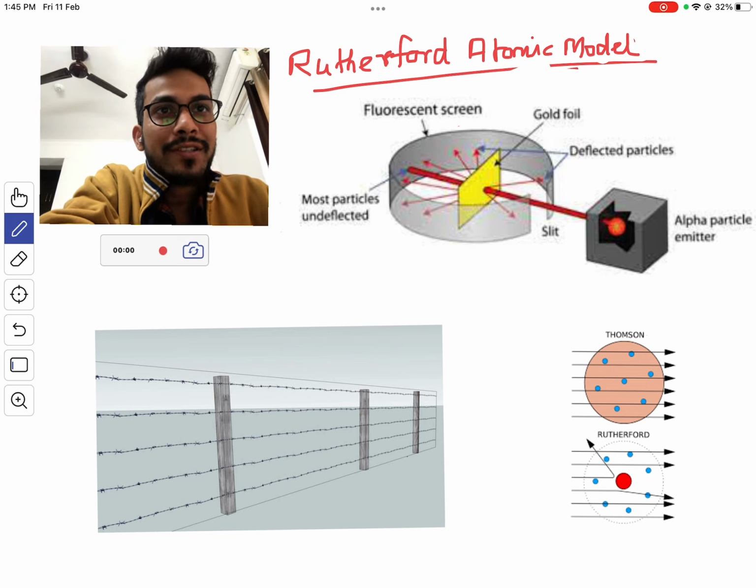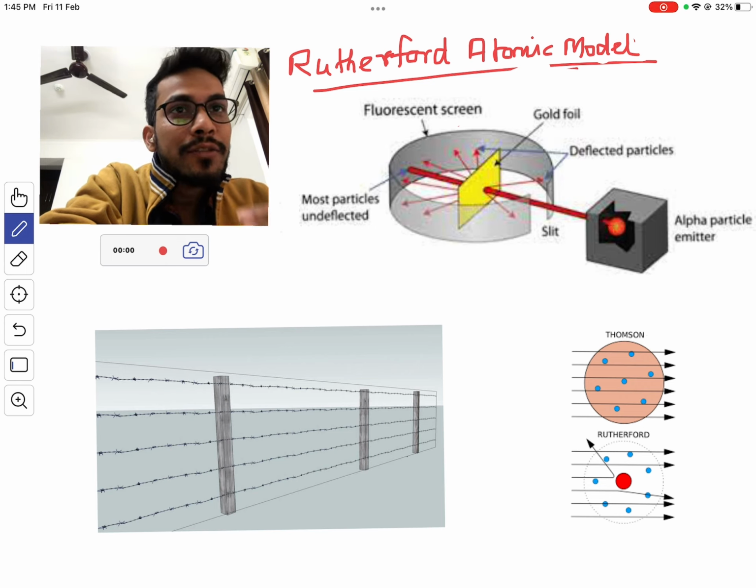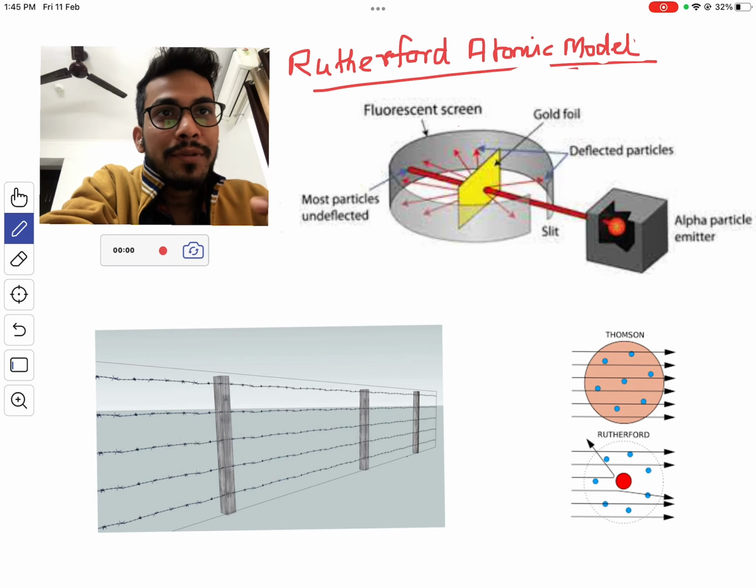Rutherford performed an experiment known as the alpha scattering experiment to verify the J.J. Thomson model, and after that he came to a conclusion about how the arrangement of protons and electrons should be inside the atom, and that model is called the Rutherford atomic model. So let me explain what the experiment was.